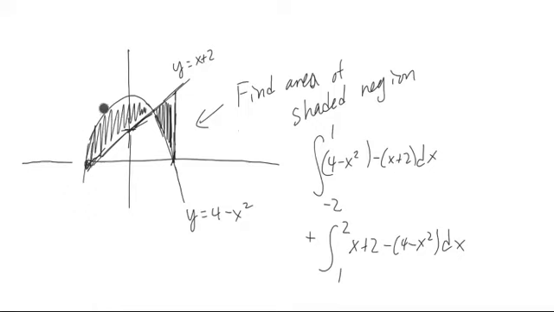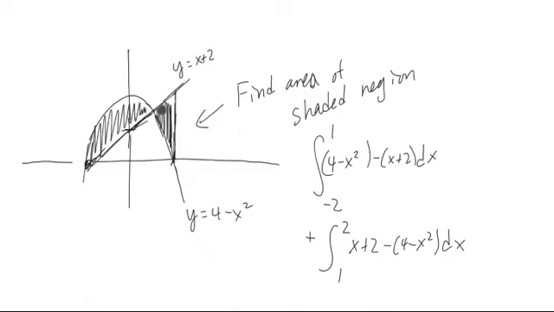Let's take a look at an example of finding area that's bounded between curves. So we have one function here and another one here, and we're going to look at the area between these curves, but notice how there's a crossover. Over here, the top function is different than over here.